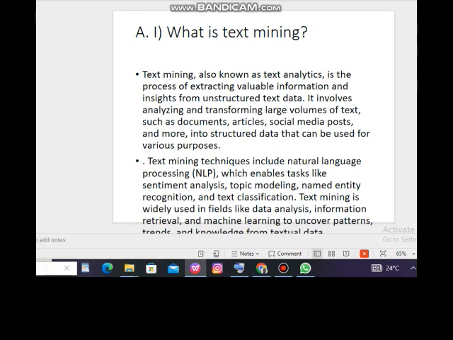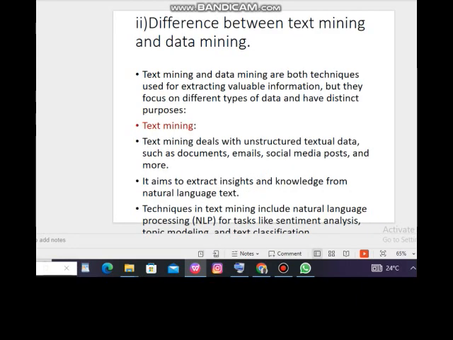Text mining techniques include natural language processing, which enables tasks like sentiment analysis, topic modeling, named entity recognition, and text classification. Text mining is widely used in fields like data analysis, information retrieval, and machine learning to uncover patterns, trends, and knowledge from textual data. What is the difference between text mining and data mining? Text mining and data mining are both techniques used for extracting valuable information, but they focus on different types of data and have different purposes.